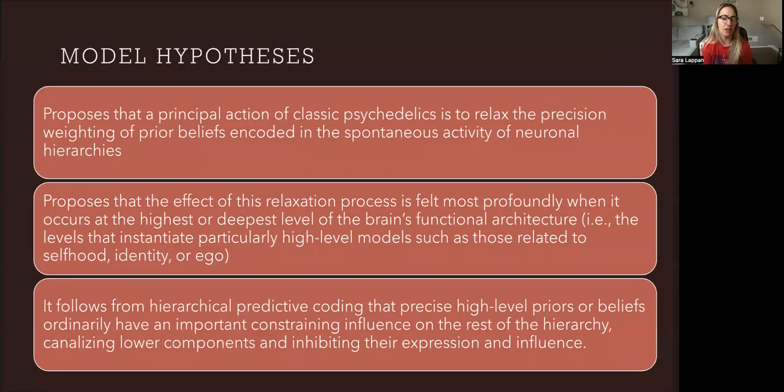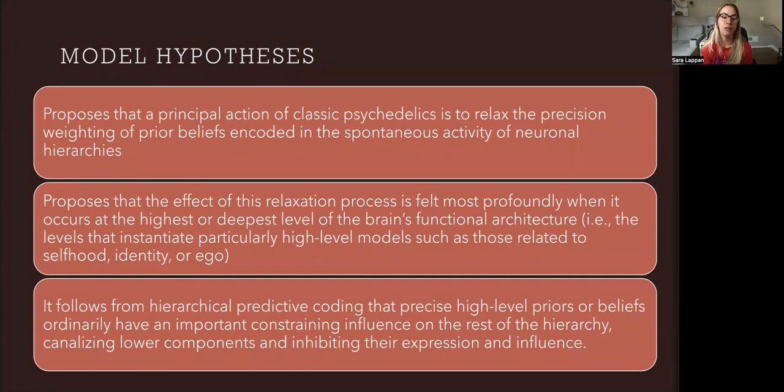So in this hypothesis, this model proposes that a principal action of classic psychedelics is to relax the precision weighting of prior beliefs encoded in the spontaneous activity of neural hierarchies. So here it's saying that these precision weightings, these well-traveled pathways within our brain, it relaxes that to say, hey, take a stroll somewhere else, neurotransmitter, make a connection somewhere else in the brain that you don't normally connect to.